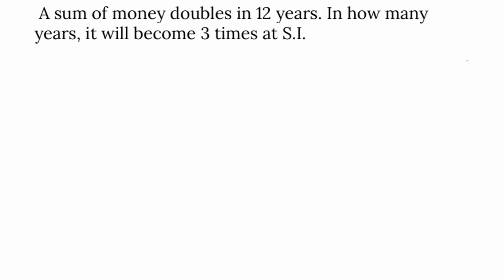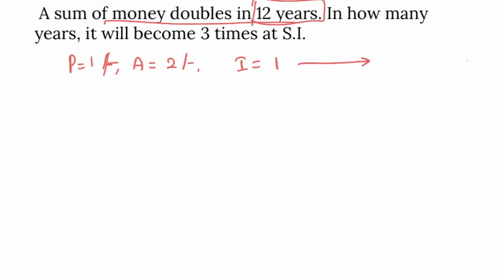If you see the first case, the condition is that a sum of money doubles in 12 years. Means if you borrow 1 rupee, it becomes 2 rupees. It doubles means it becomes 2 rupees. So how much interest is obtained? For 1 rupee you are getting 2 rupees, which means interest is 1 rupee. To get interest of 1 rupee, it takes how many years? 12 years.